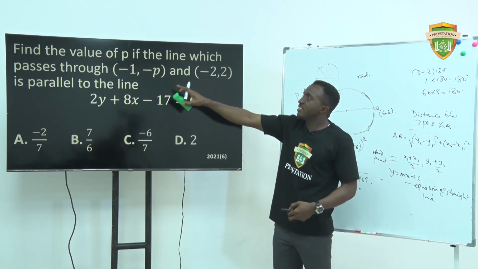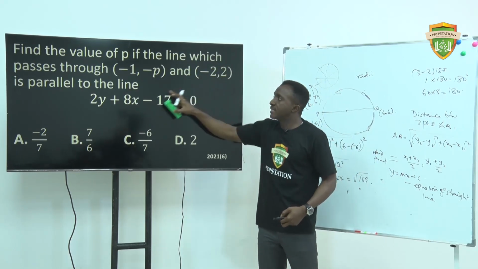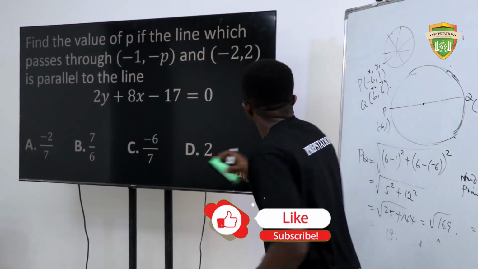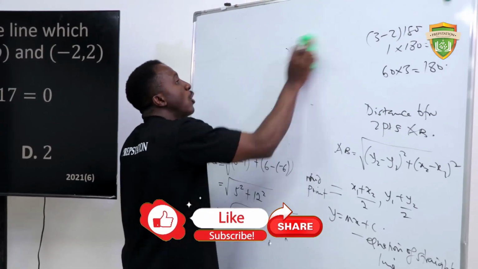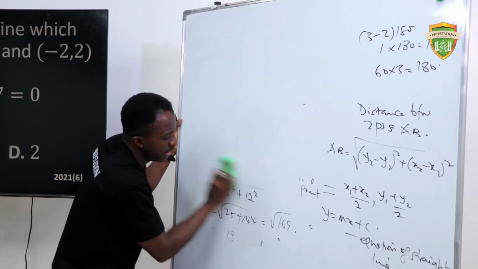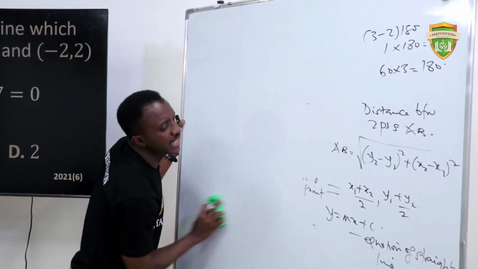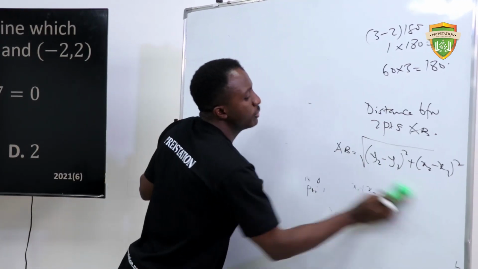The line which passes through these 2 points is parallel to this line. Now look at this. Very, very important. Please get your pen, get your writing pad and jot this. Take note. I'm going to give you some things that are very important in case you see them in JAMB, you should be able to solve them.